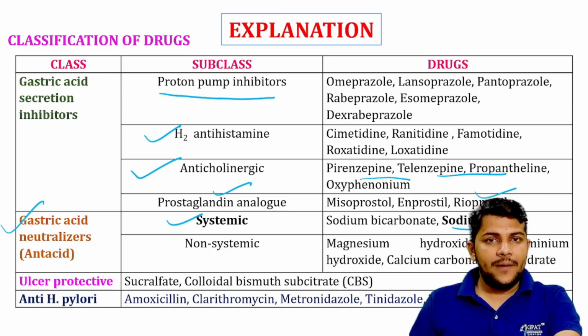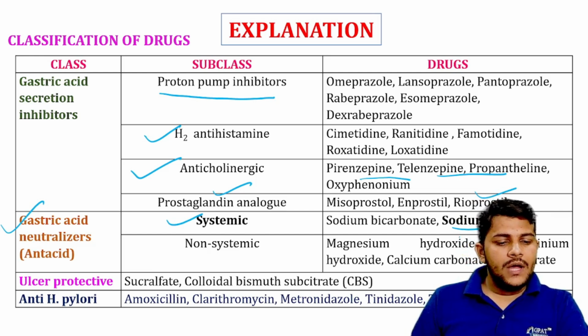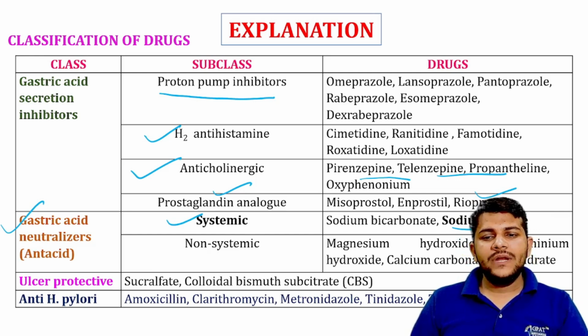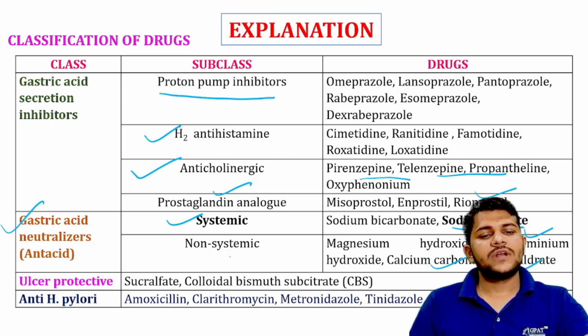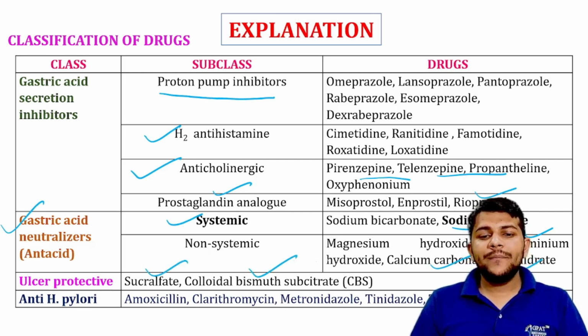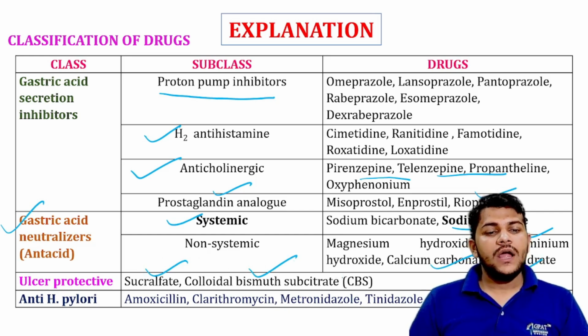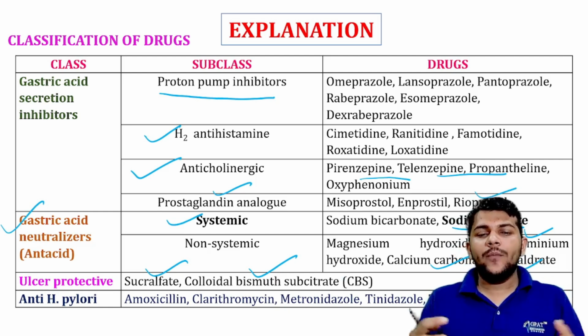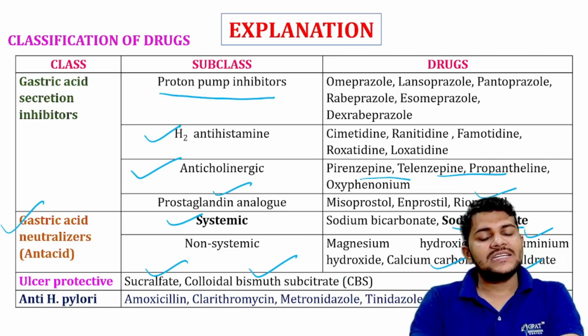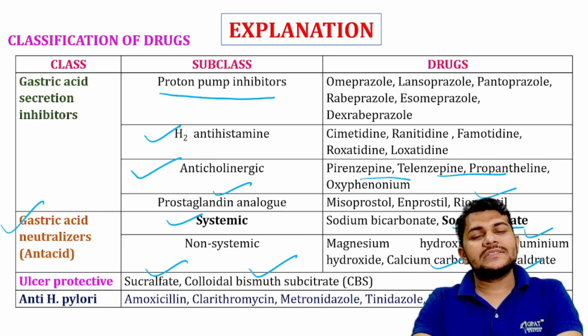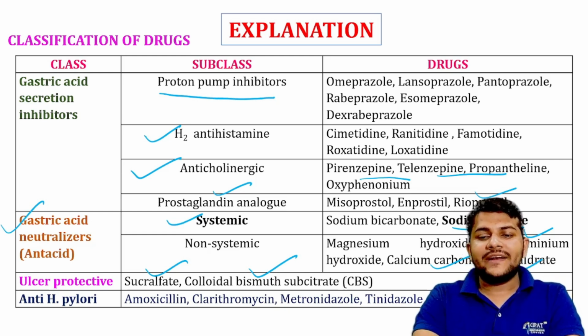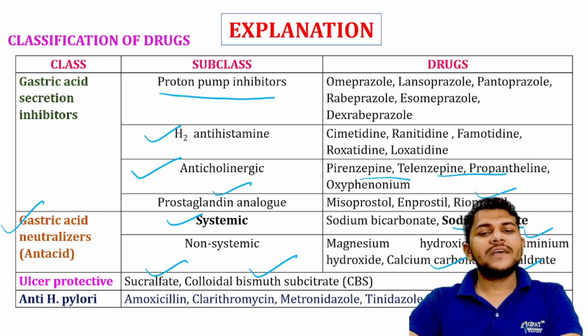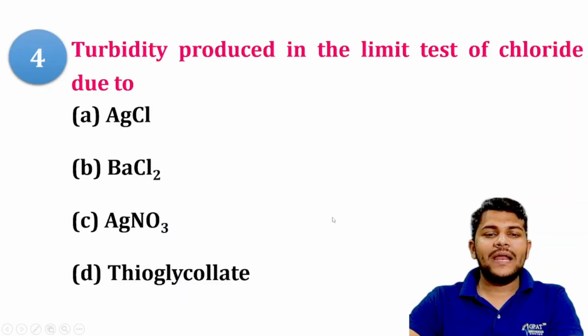Non-systemic are magnesium hydroxide, aluminum hydroxide, calcium carbonate, and magaldrate. Ulcer protectives we have are sucralfate and colloidal bismuth subcitrate. Then anti-Helicobacter pylori antibiotics: amoxicillin, that is a penicillin, clarithromycin, metronidazole, that is anti-amoebiasis, tinidazole, and tetracycline, which are used against Helicobacter pylori.